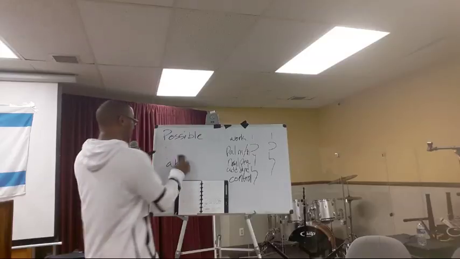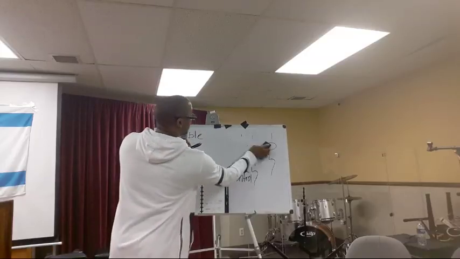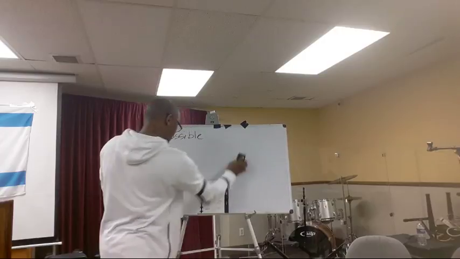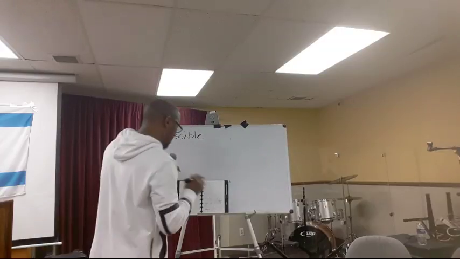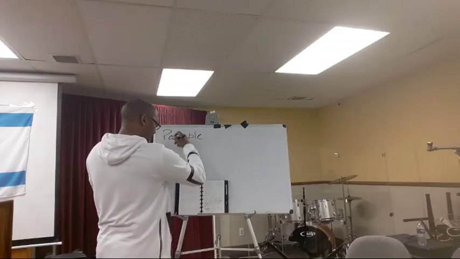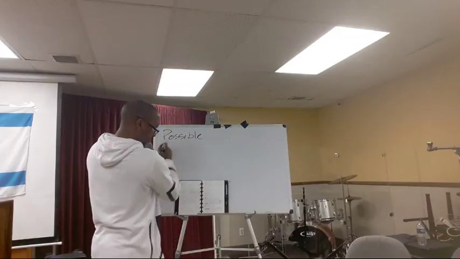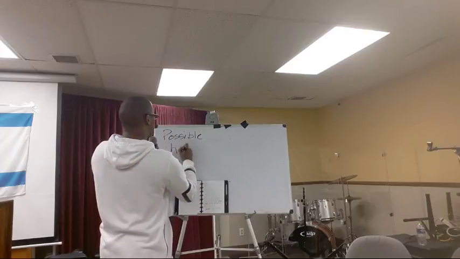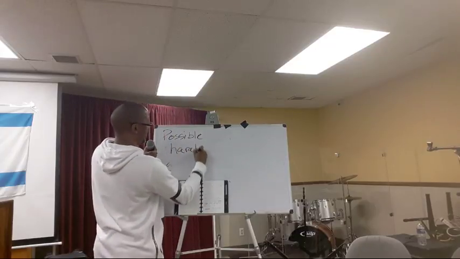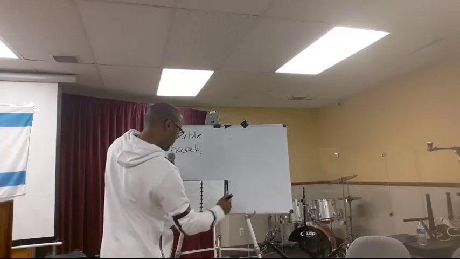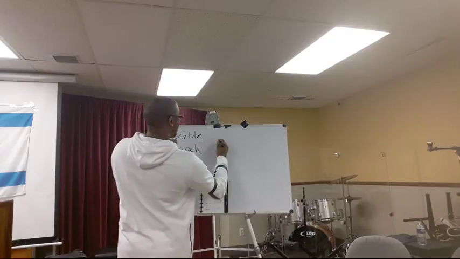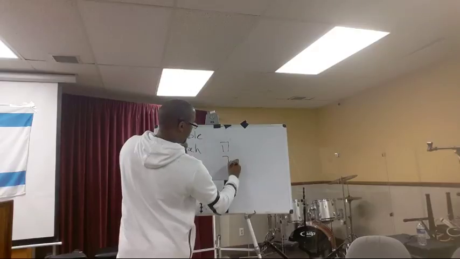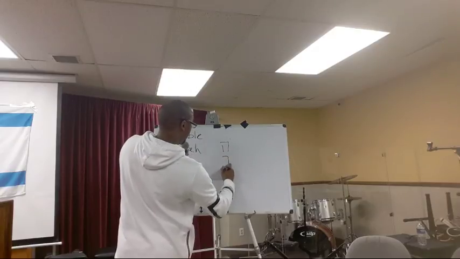Now, the next word we're going to go with is conceivable. Conceivable in the Hebrew is harah, H-A-R-A-H. And it's spelled hey, resh, hey.